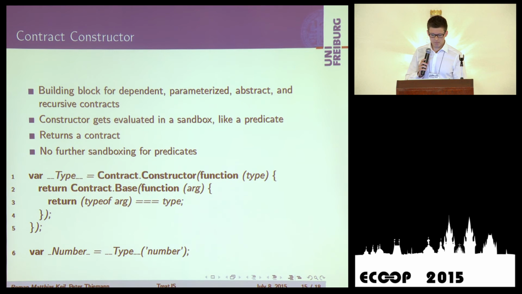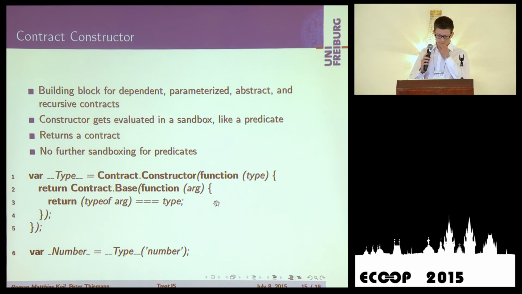Yeah, we need something so that contracts are able to store some data for later use. In TreatJS, this can be done by contract constructors. Constructors take a constructor function with some arbitrary number of arguments, and like predicates, this constructor function is first evaluated in a sandbox. But unlike predicates, the constructor function may contain contract definitions, and finally it has to return a contract. And every predicate that is specified inside of such a constructor function is guaranteed to be without references to the outside world, so there is no need to evaluate such predicates in the sandbox again.